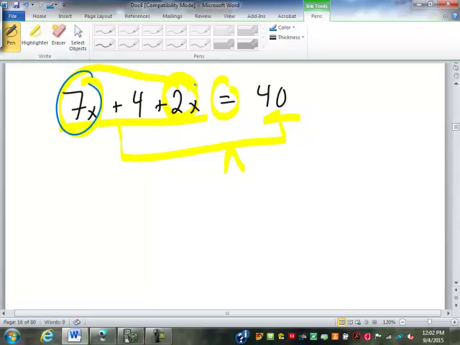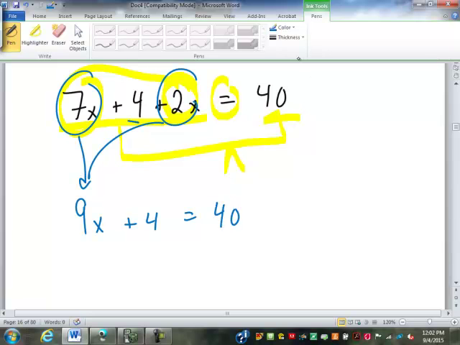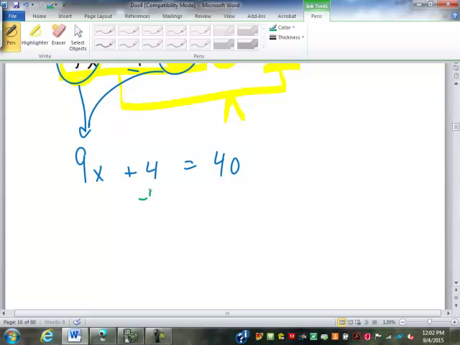So I'm going to take 7x and 2x make 9x. Now I still have the positive 4, the plus 4. It still equals 40. From here, of course, we should be getting pretty good at this. What do we need to do? Subtract 4.